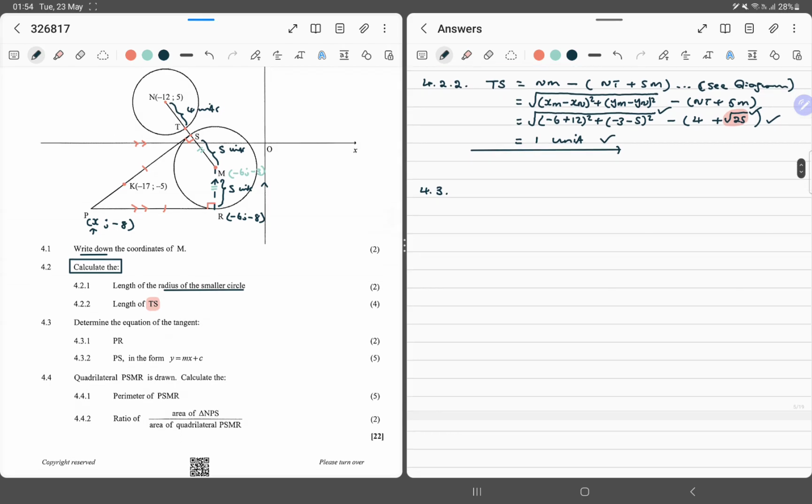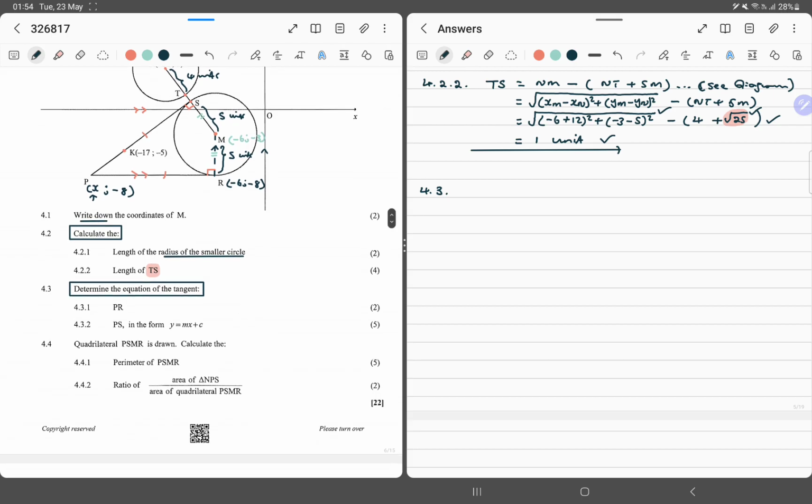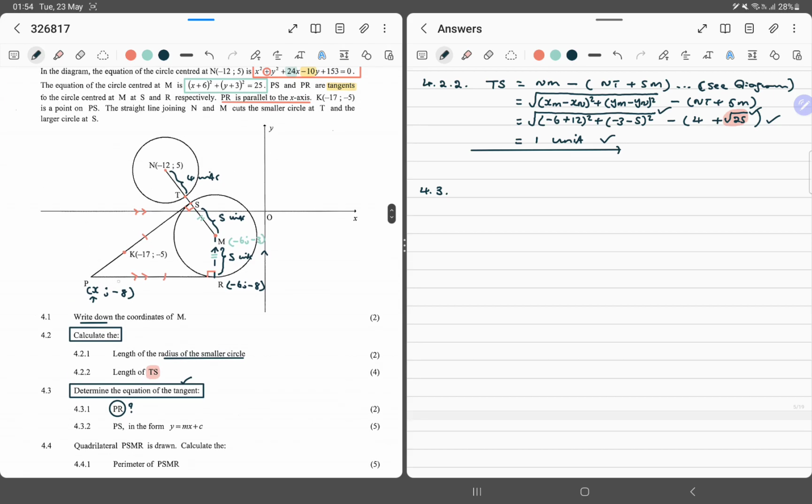So for 4.3, it is saying determine. Now a determination, you know that in maths you can do it by inspection or by calculation or any other means necessary. You can write some statements like in Euclidean geometry and make some logical connection to those. Determine the equation of the tangent, PR. Now PR, we can see that it is that horizontal line.